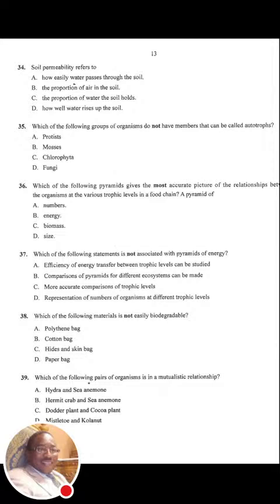B, most plants have leaves that are green in color, so they are also autotrophs, they carry out photosynthesis. Chlorophyta, from the name, you don't need that. These are organisms like Euglena that have chlorophyll in them. Fungi do not have chlorophyll, so they are not members that can be called autotrophs. Rather, they are called saprophytes because they feed on dead, decayed organic matter.